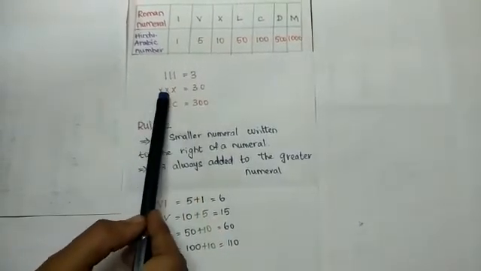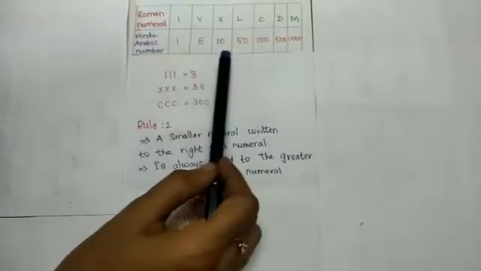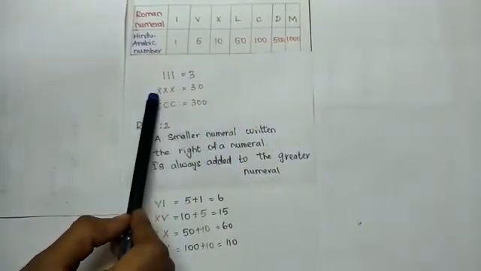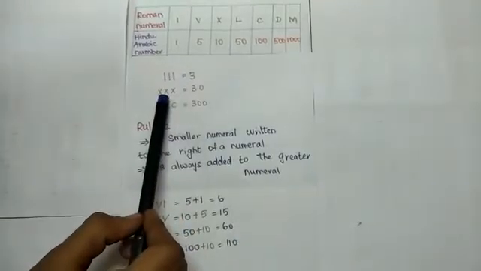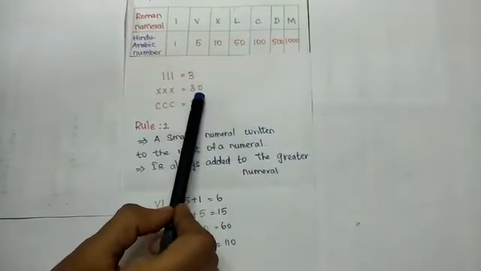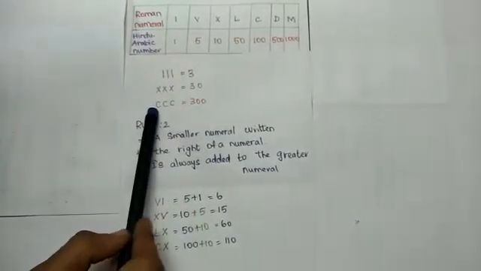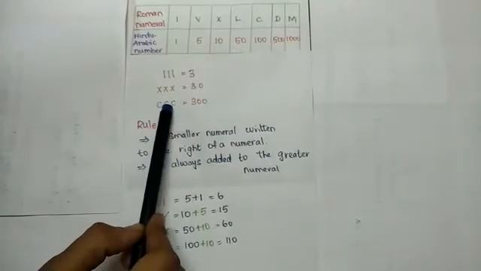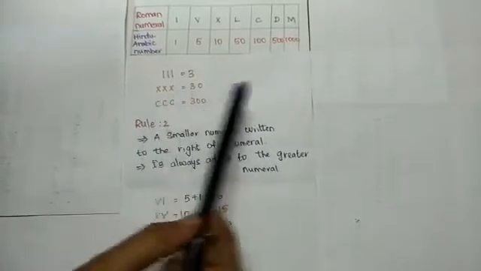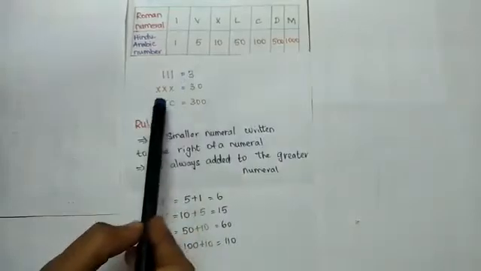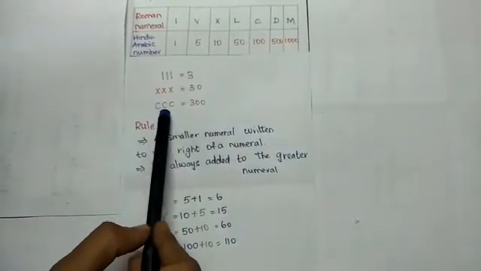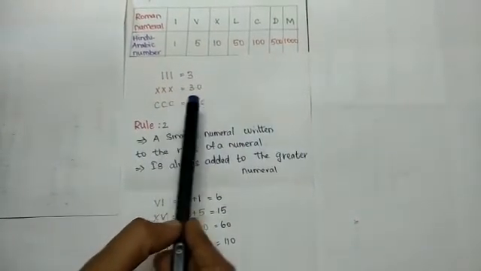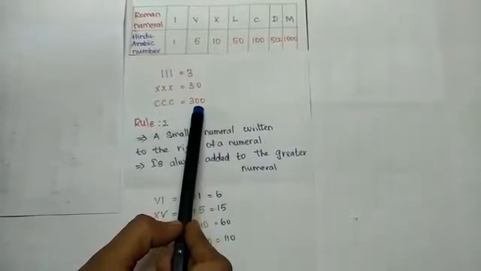Here we have X, X, X. The X value is 10. So we have to add 10 plus 10 plus 10. So we will get 30. Here the C value is 100. So we can add 100 plus 100 plus 100. So we will get 300.